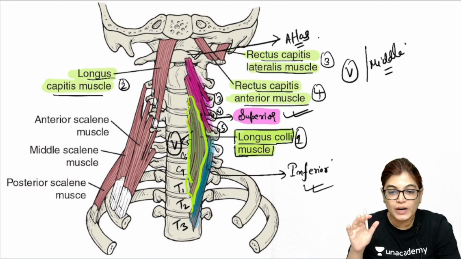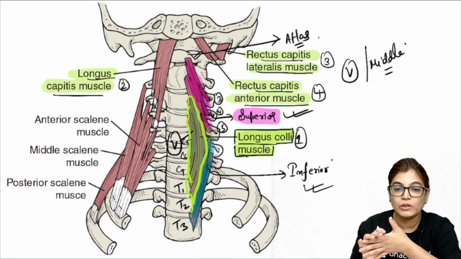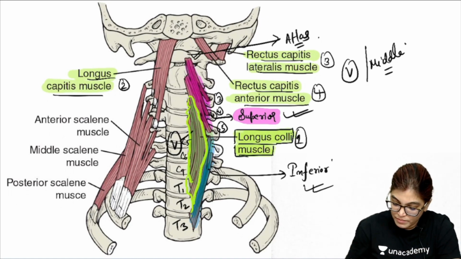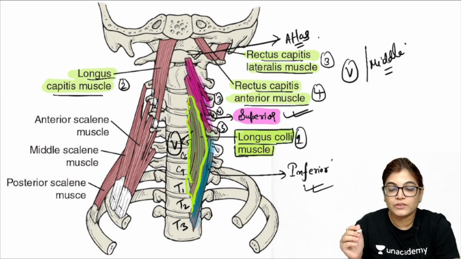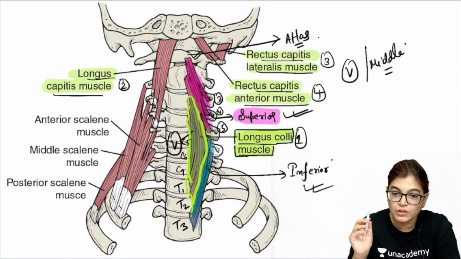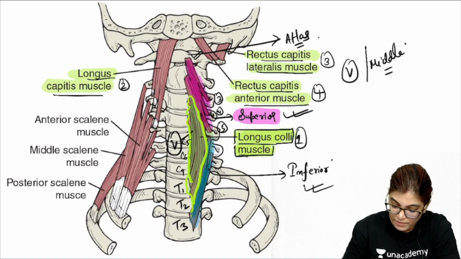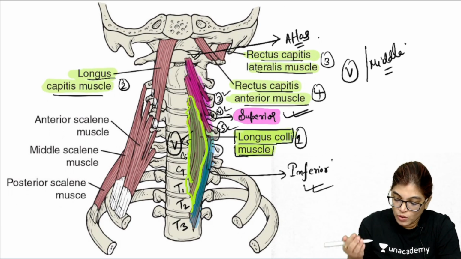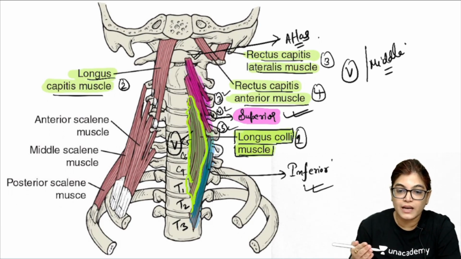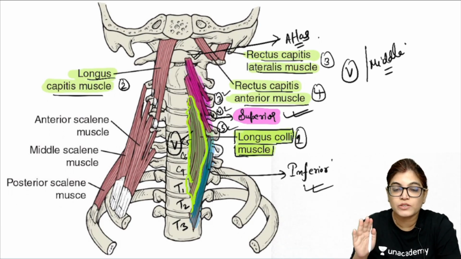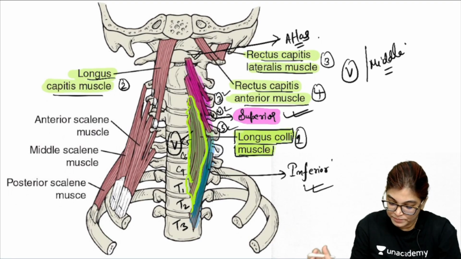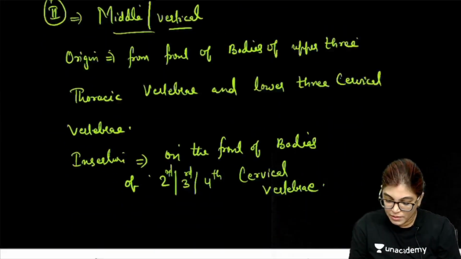Actually this vertical part is overlapped by the superior part, so you are not able to see it highlighted. The 3rd, 4th and 5th cervical vertebra I have marked here give origin to the superior part. Below that, the vertical part also ascends and is inserted. It is covered by the superior part, but it inserts onto the second, third and fourth cervical vertebra. Okay. Now coming to the third part.